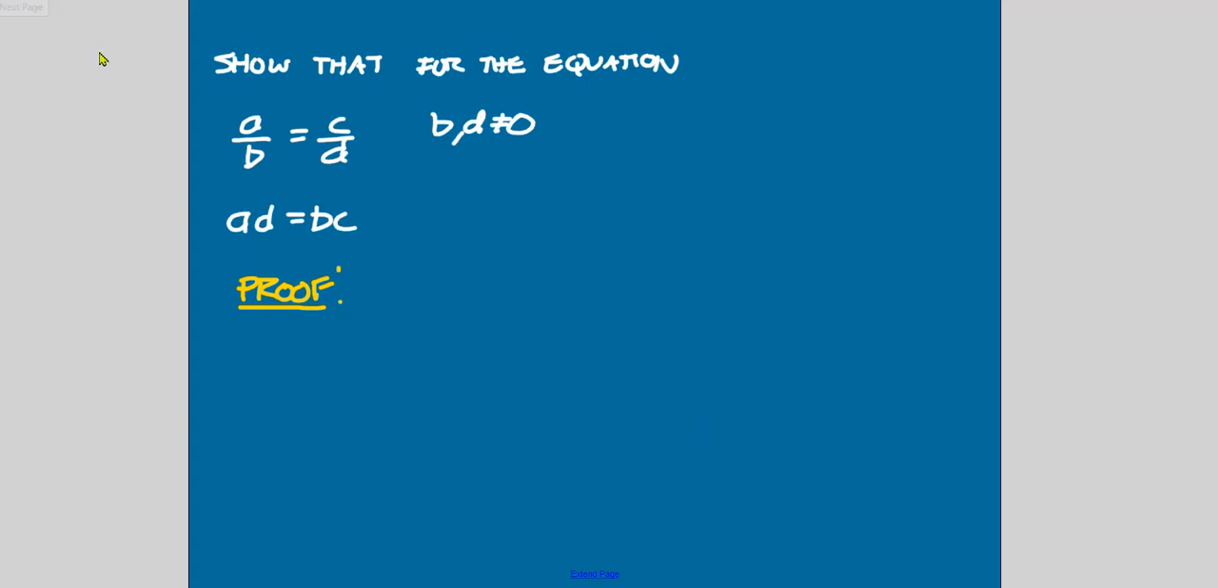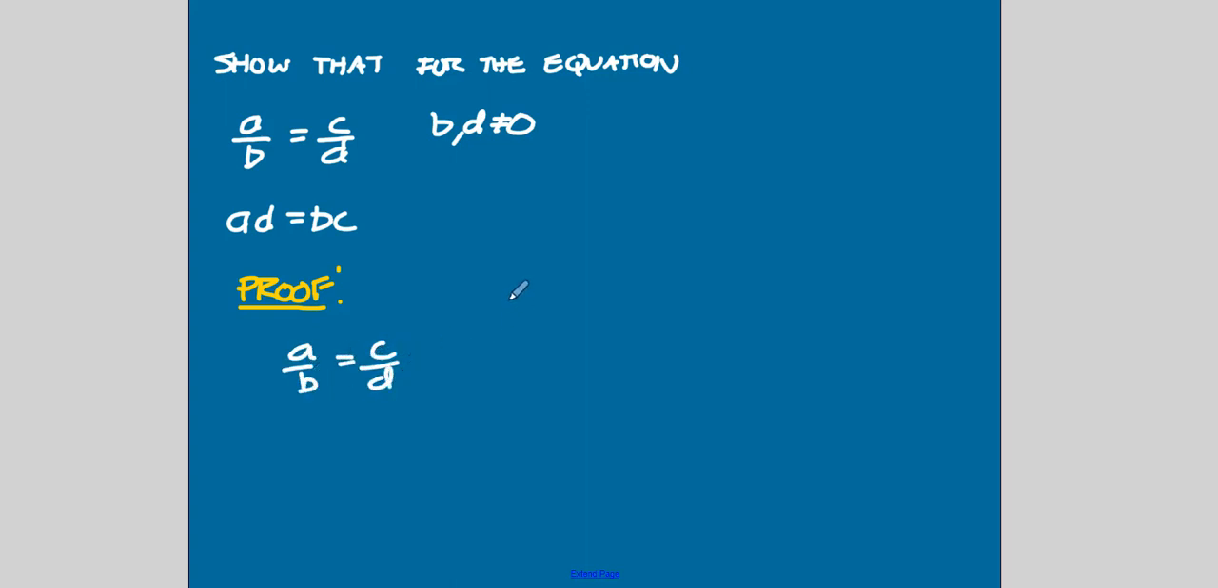Okay, so now in general we're going to prove that if a over b equals c over d, and b and d are not 0, because that would cause division by 0, then a times d will equal b times c. So the proof is like this.